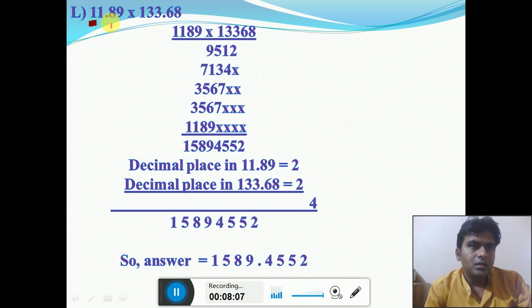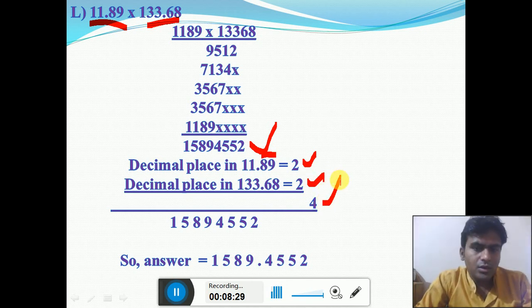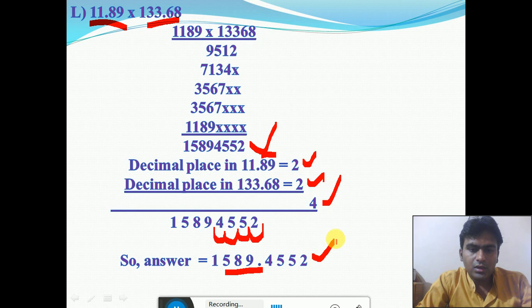I think you can solve this question number L also with the same procedure. Multiply the first number with the second number without the decimal point. So you will get 15894552. Now you have to decide where to put the decimal point. In the first number, the decimal point is after 2 places from the right, and in the second number the decimal point is after 2 places from the right side. So total 4. So we will put the decimal point after 4 places from the right: 1 2 3 4. So your answer is 1559.4552.